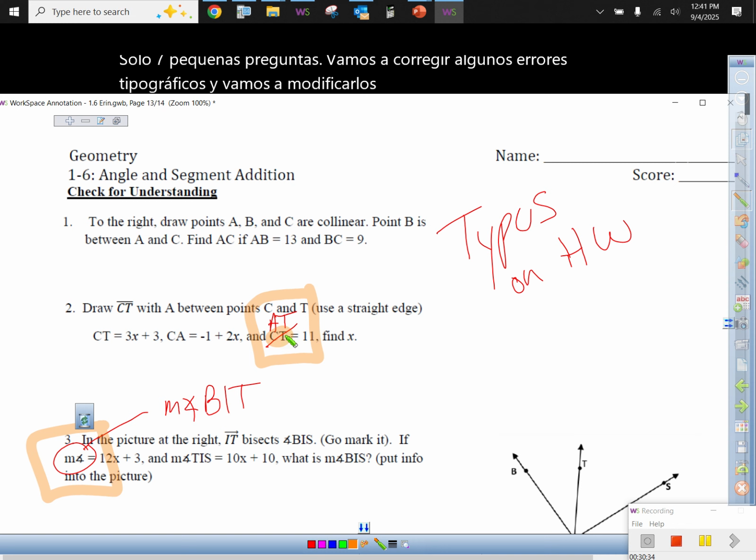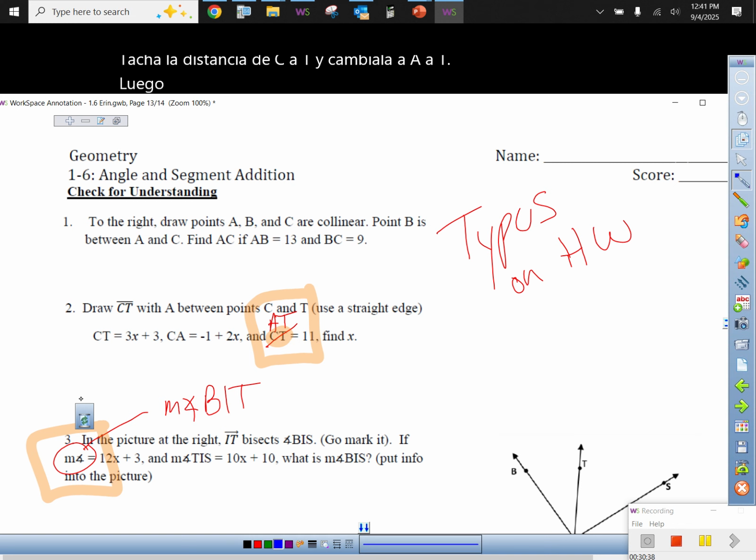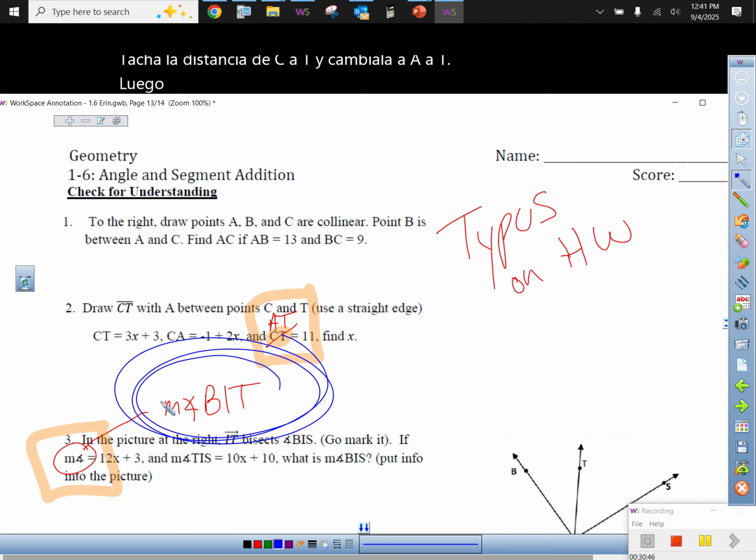Then on number 3, there is a problem. I have the measure of angle nothing right there. I forgot to type 3 letters. So right here on number 3, it's supposed to say measure of angle BIT. On number 3, there is some missing letters right there. Can you please put those?